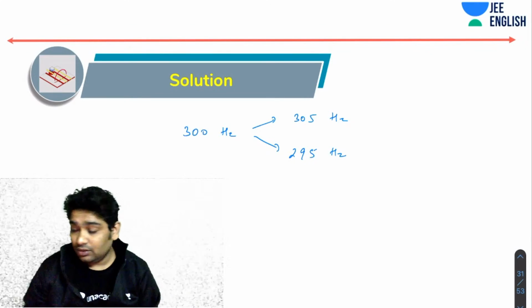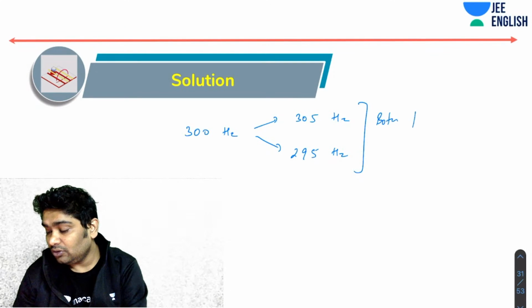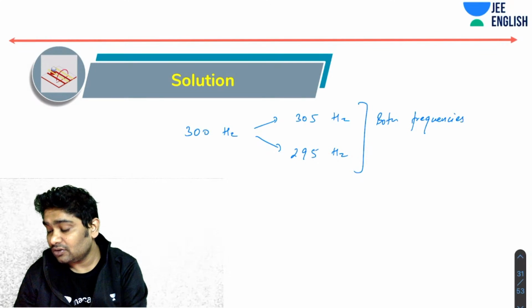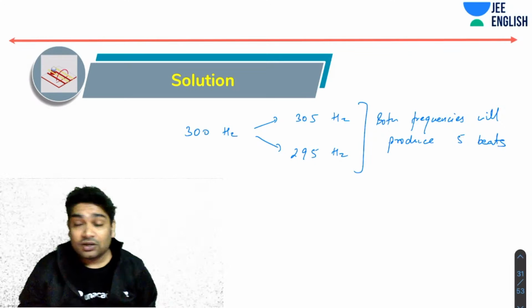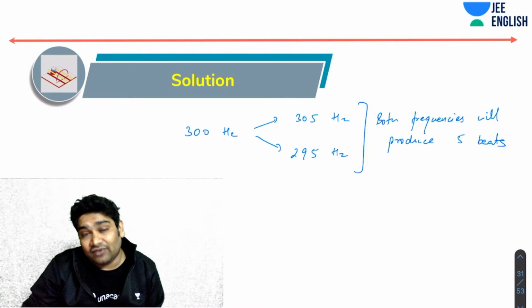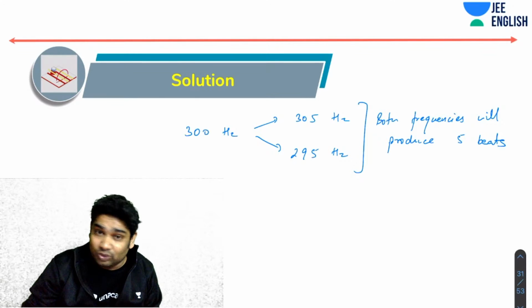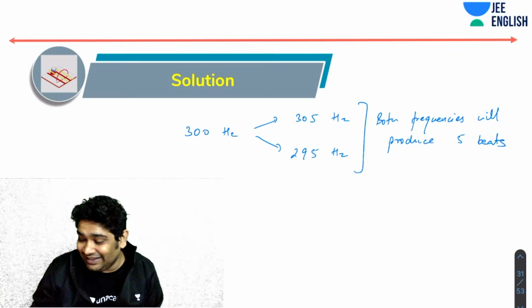Great. Both frequencies will produce 5 beats. So the unknown tuning fork either has to have a frequency of 305 or has to have a frequency of 295. Now, how do I narrow down which one of these is the case?